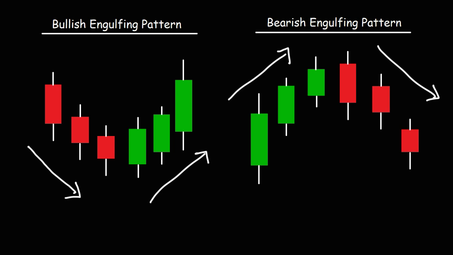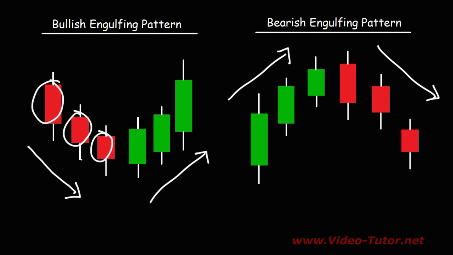Pop quiz. Describe the changes in momentum for each of the 4 trends listed on the screen. Let's start with the trend on the left in the bullish engulfing pattern. So during this downtrend, is momentum increasing or decreasing? What would you say? So notice that the bodies of these candles are decreasing in size. Therefore, we could say that momentum is decreasing. The strength of the downtrend is getting weaker.